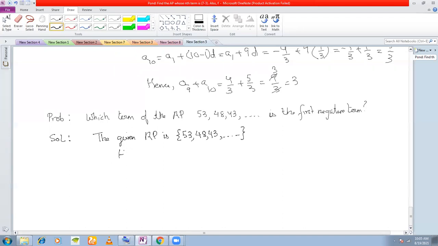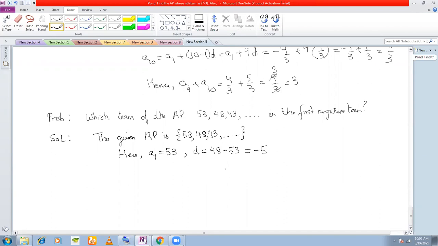So here, since the AP is given, we can find out the first term. First term is 53. And what is the common difference? Common difference here is 48 minus 53, A2 minus A1, which is equal to minus 5. So we know the first term and the common difference. Now you need to see which term is the first negative term. Since the terms are continuously decreasing, it is quite possible that the 20th term or the 25th term is the first negative term. Okay.